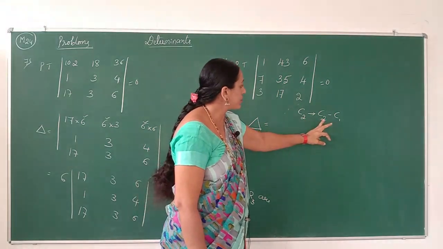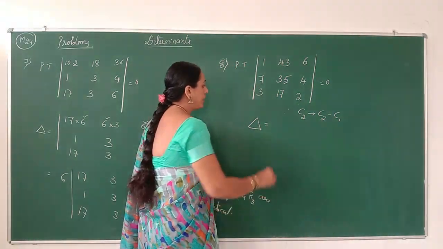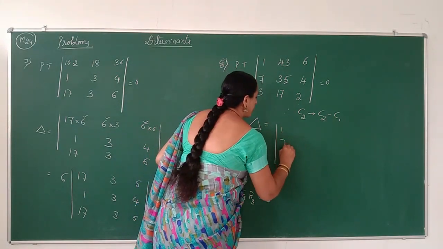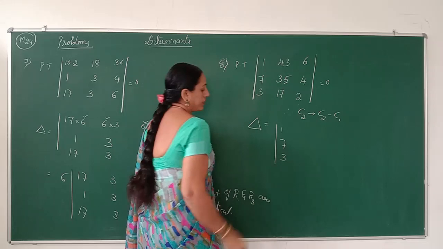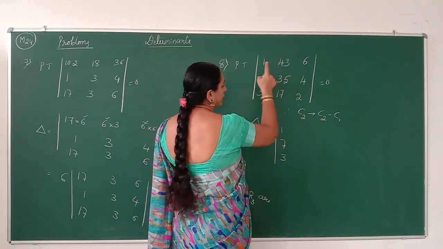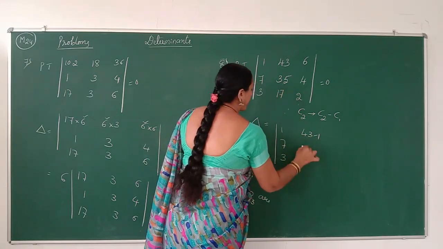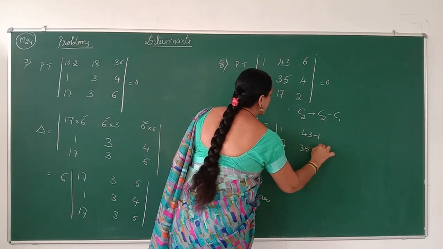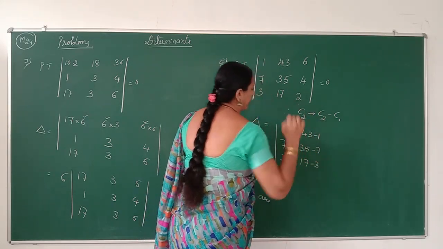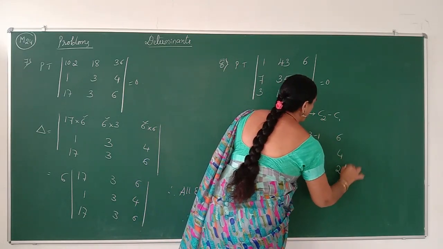The elements of the second column are subtracted from the corresponding elements of the first column. Therefore delta has first column elements 1, 7, 3, and second column elements 43 minus 1, 35 minus 7, 17 minus 3. The third column is 6, 4, 2.